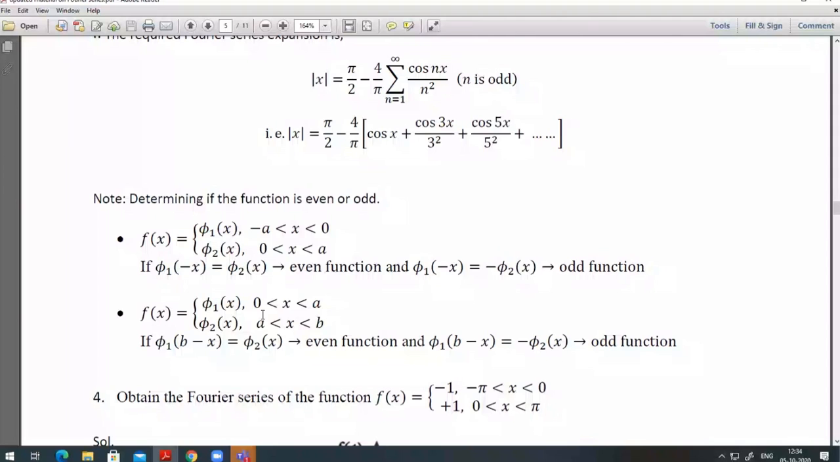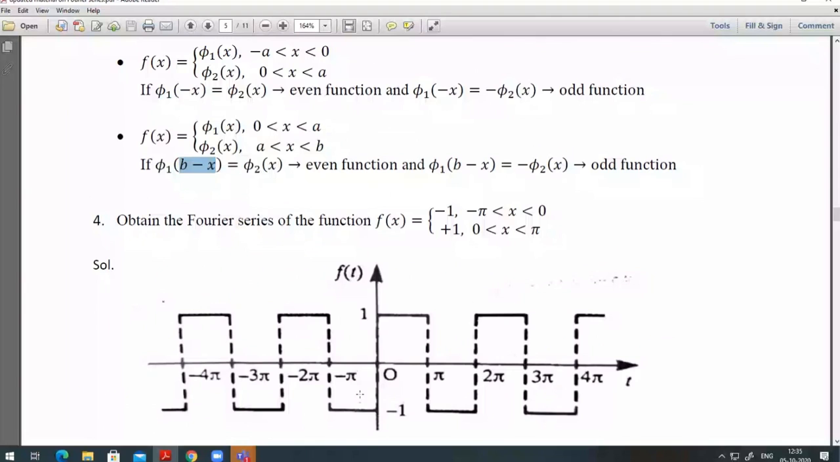So here we have an example: obtain the Fourier series of the function f of x, a piecewise function, which is minus 1 in the interval minus pi to 0 and 1 in the interval 0 to pi. The graph of this is a sawtooth function. It is not symmetric about the y-axis; it is symmetric about the origin. So from the graph I can say it is an odd function.